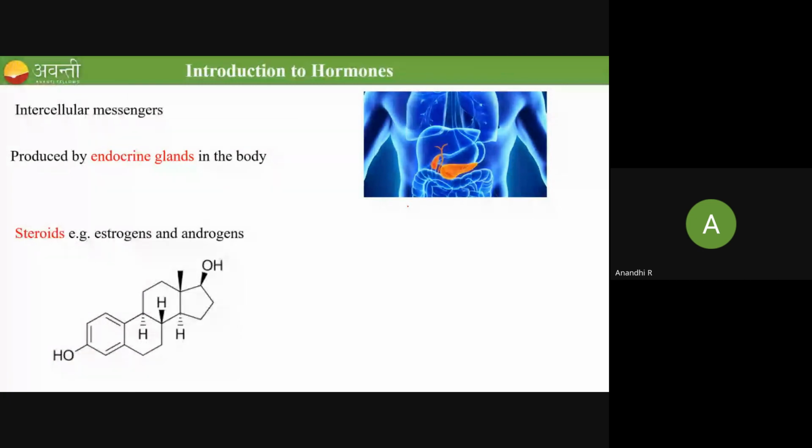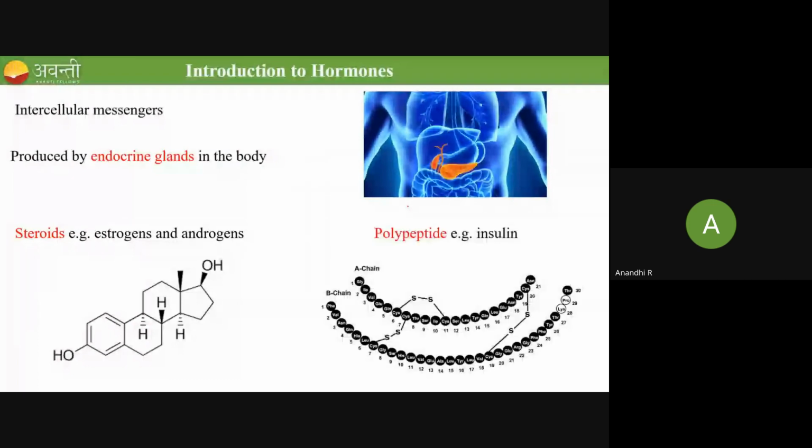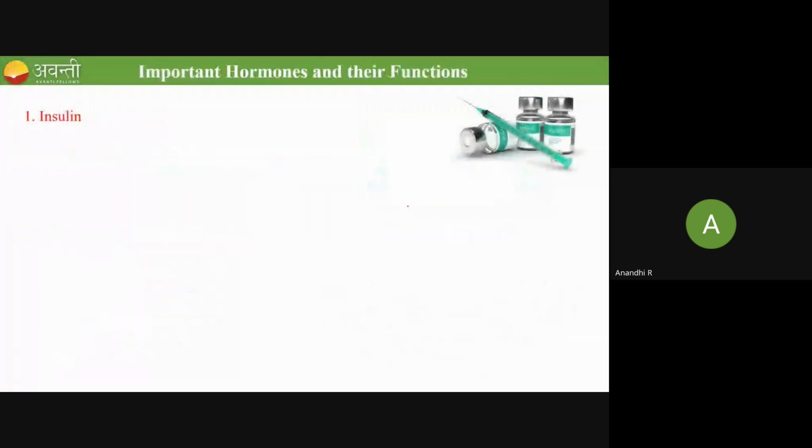And steroid is a hormone. Examples of steroids are estrogens and androgens. And again, insulin is a hormone which is a polypeptide chain. Okay, got it. So moving on to the next part of hormones. The important hormones and their functions we are going to see. There are three different hormones I'm going to talk about today. The first one is insulin.